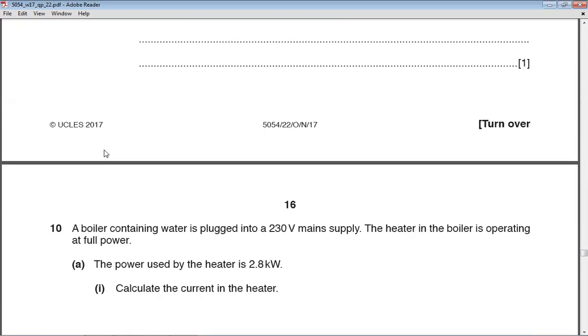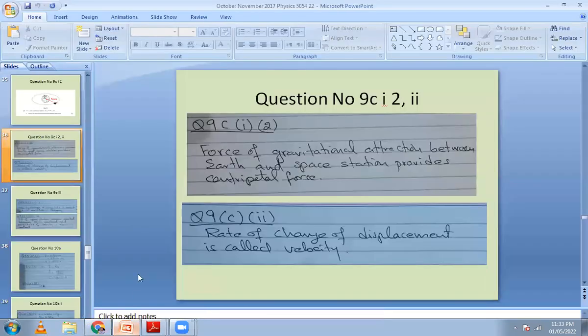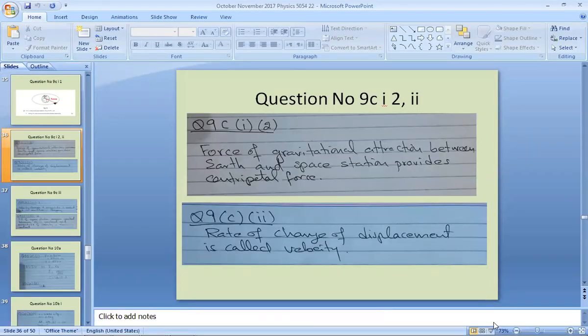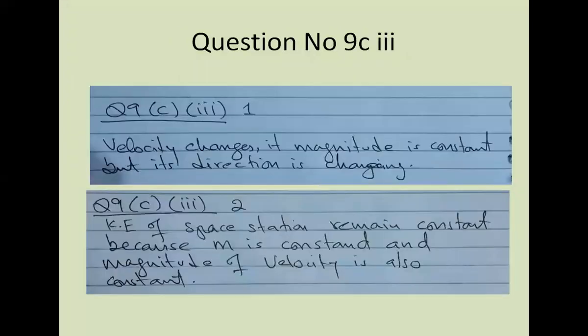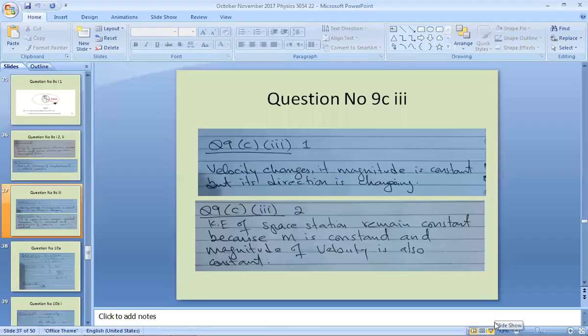So it's the last part of question number 9. Let's look at my answers. Okay, the first part, velocity changes. Its magnitude is constant, but its direction is changing. And the second part is kinetic energy of the space station remains constant because m is constant and magnitude of the velocity is also constant. Here the velocity is not constant, but the magnitude of the velocity is constant. Because the kinetic energy is a scalar quantity, it's not changing. Hopefully you understand this point.